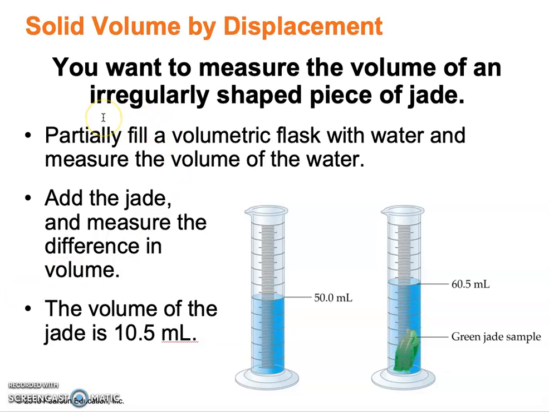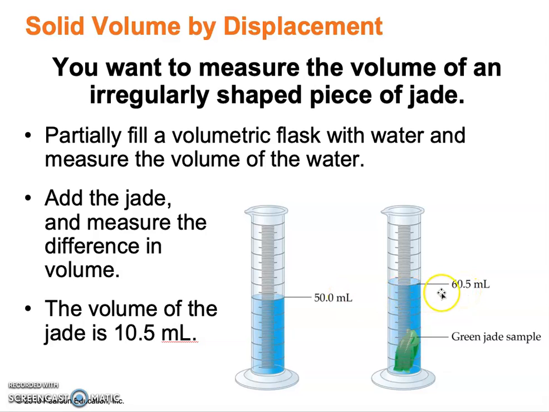First, how do you calculate a solid's volume using the displacement method? For example, you want to measure the volume of an irregularly shaped piece of jade. You see, this is a picture of a piece of jade, and it doesn't have a regular shape. So what you do is fill a volumetric flask with water and then measure the volume of the water. In this case, I fill this volumetric flask with 50 mL of water. Then I add the jade and measure the difference in volume. I put the jade in, and the water level rises to 60.5 mL.